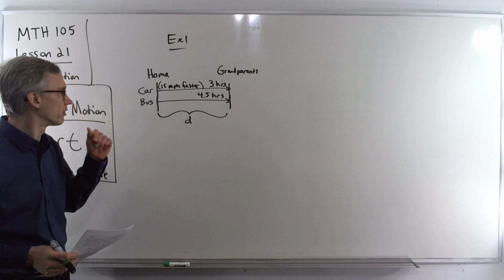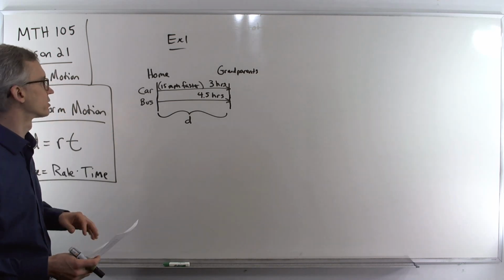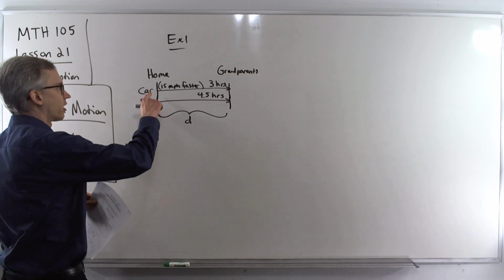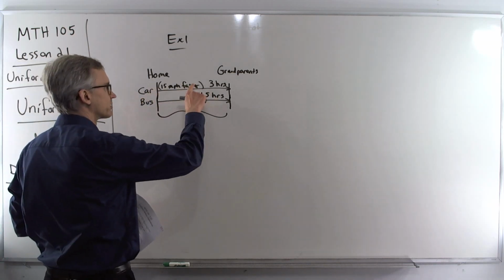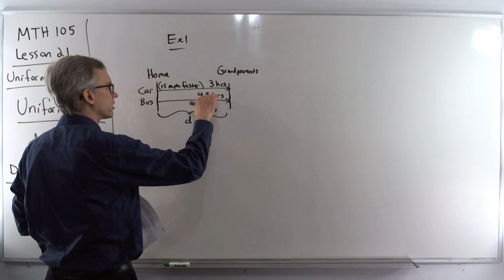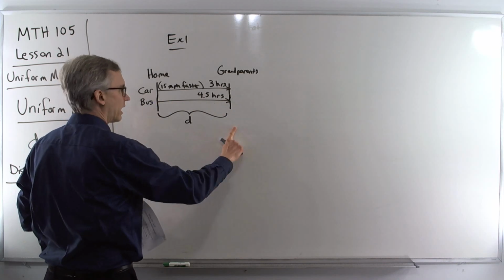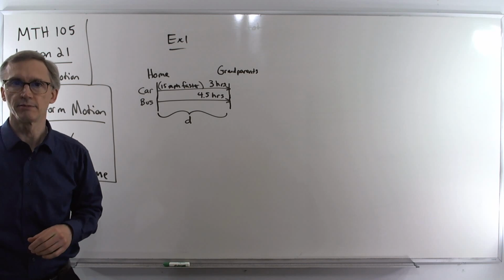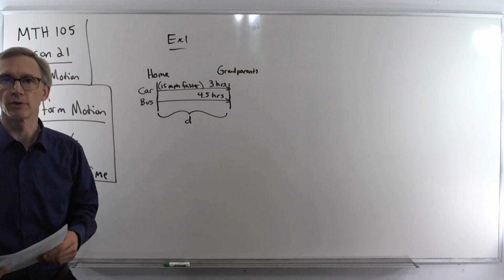So it can be very helpful to create a diagram of the situation. Got home, grandparents' house, got the car going 15 miles per hour faster, gets there in 3 hours, the bus goes in 4.5 hours, and as the diagram shows, both the car and the bus are traveling the exact same distance, and that's going to be an important factor we're going to use later.